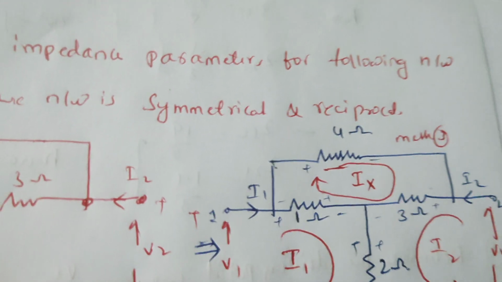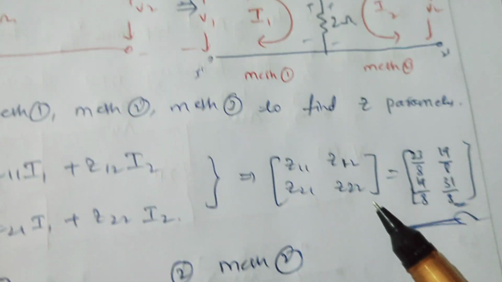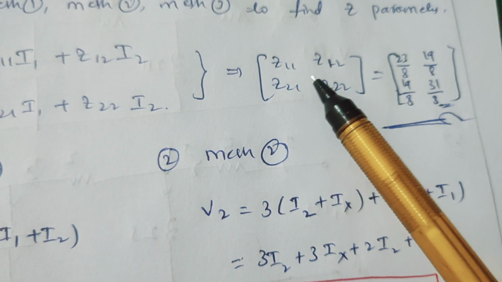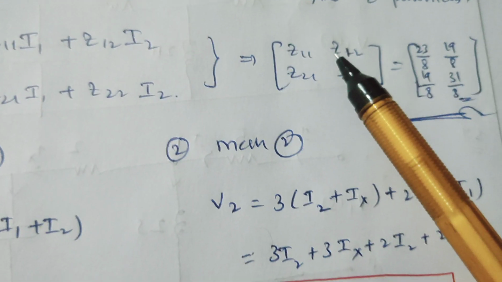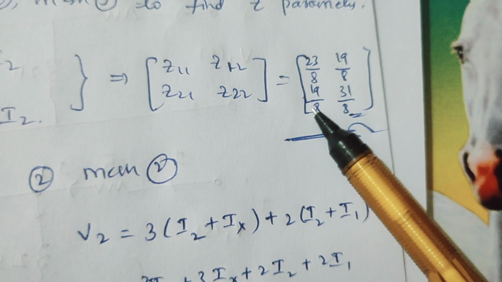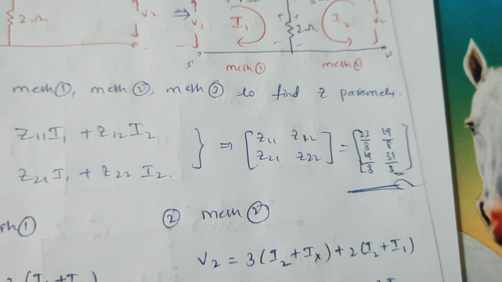Similarly, they are asking to find out whether it is a reciprocal network or not. If any network is reciprocal, it means Z12 is equal to Z21. Here we are getting Z12 as 19 by 8, Z21 as 19 by 8. So the given system is reciprocal.